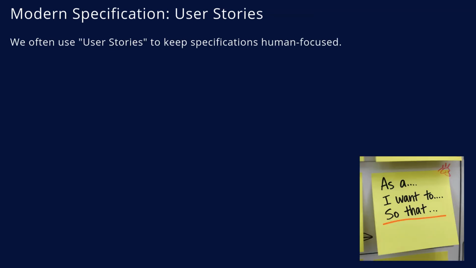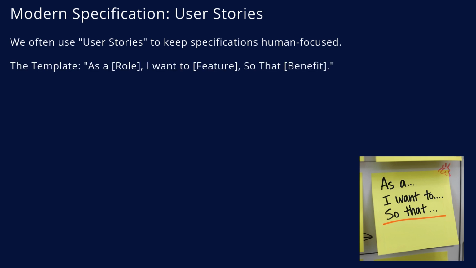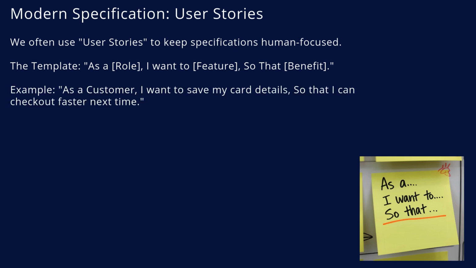In modern agile environments, we don't always write massive instruction manuals. We often use user stories to specify requirements. A user story is a simple, powerful template: as a role, I want a feature, so that benefit. Let's look at an example. As a customer, I want to save my credit card details so that I can check out faster next time.